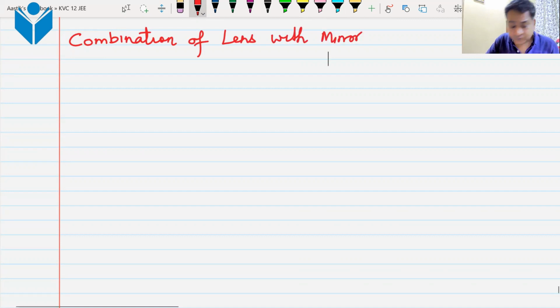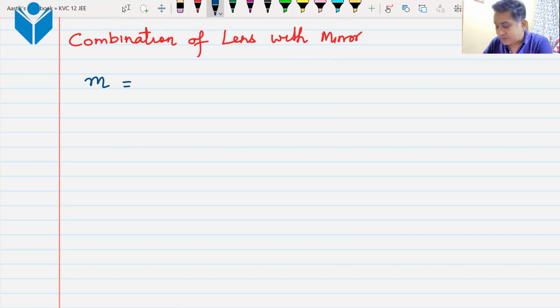Now, no matter whether it's a combination of lens with a mirror, a combination of lens with a lens, or a combination of two mirrors. Whenever we have more than one reflection, more than one refraction, or a combination of reflection and refraction, and I think I have given you the formula before, if someone asks you to find out the total magnification of this combination, whether it's a combination of lenses, of mirrors, or of lenses plus mirrors put together.